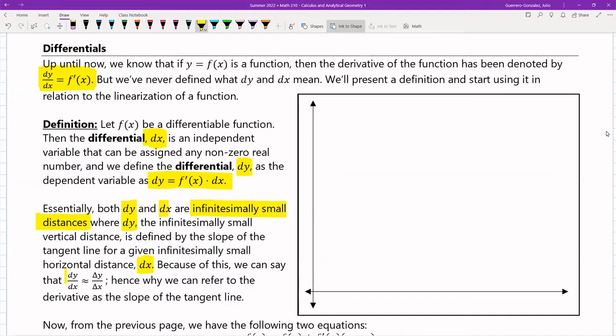So that's why we write this. We know delta y over delta x from your pre-calc, which meant change in y over change in x. We changed that in calculus to dy over dx. Throughout our whole study of calculus, when we talked about limits, we were talking about very small increments. Hence the reason we liken dy and dx to infinitely small distances. And this is also why we say dy dx is the slope of the tangent line, because we're technically approximating a slope using very small distances.